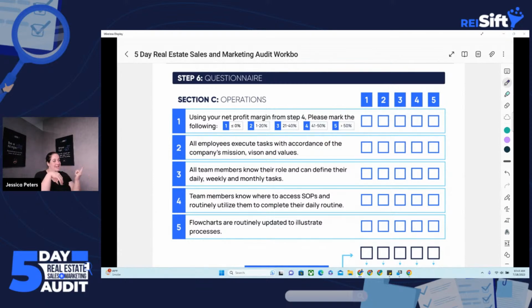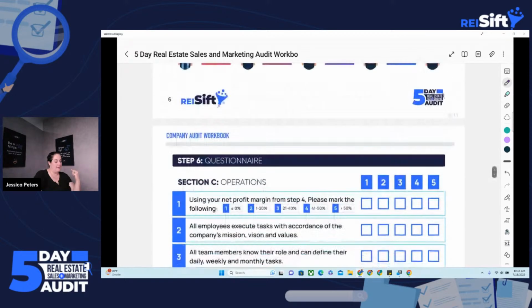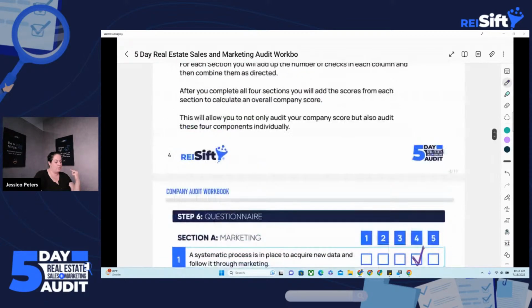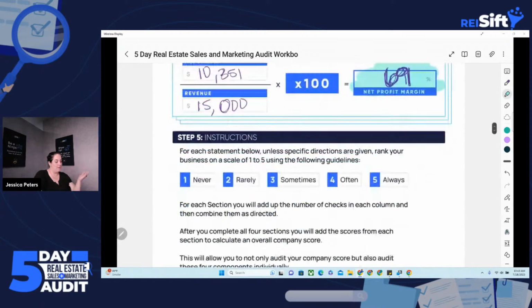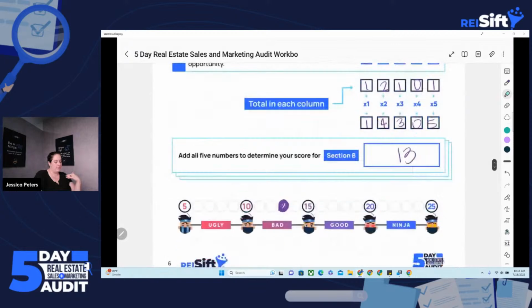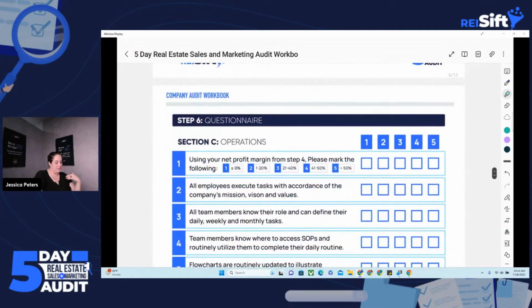For me, I got a 69% up there on that net profit margin. So you're taking this score right here that we calculated, and based on that, you're going to check mark the appropriate box. Because I'm at 69%, which is greater than 50, I would check mark 5.